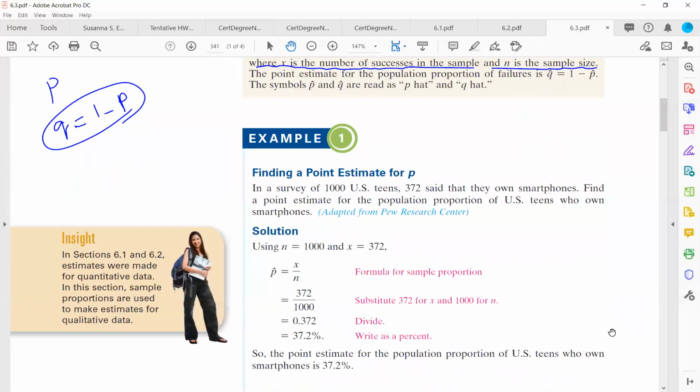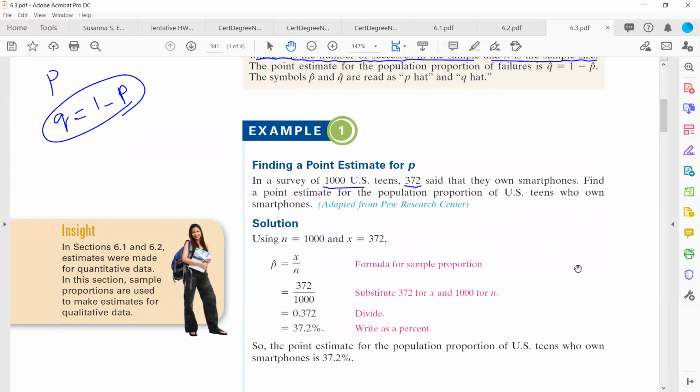Let's take a look at one example. Finding a point estimate for population proportion. In a survey of 1,000 US teens, 372 said that they own smartphones. Find a point estimate for the population proportion of US teens. Let us follow the formula for sample proportion, which is x over n. X is 372 and n is 1,000. You just do the division and you get your sample proportion, and you say that since I have the sample proportion to be 37.2%, I can conclude that the population proportion is also close to this number.